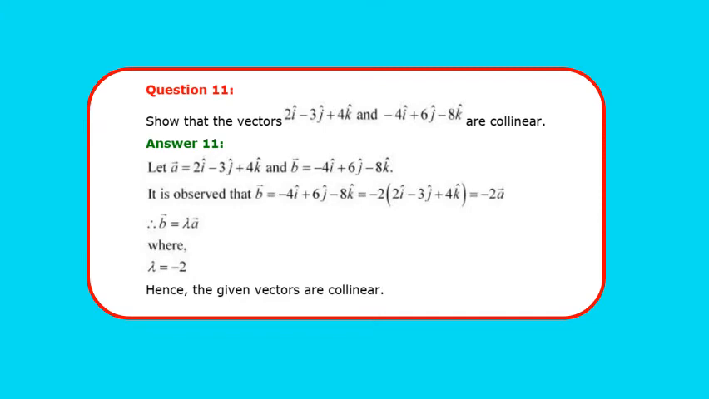Or you can simply find the ratios a1 upon a2 equals b1 upon b2 equals c1 upon c2. If these three ratios are equal, then also the vectors will be collinear. Clear? So pause and note down the solution.